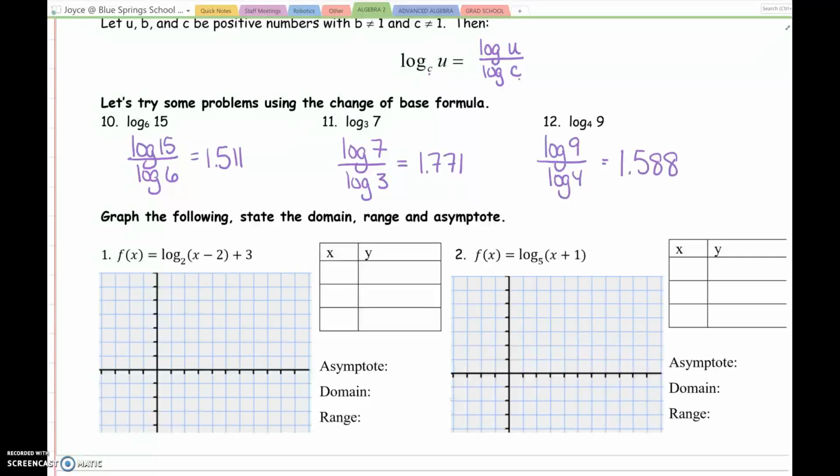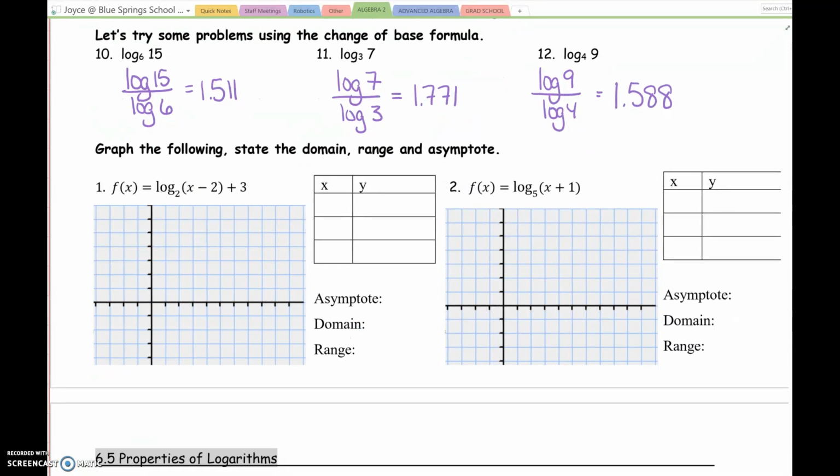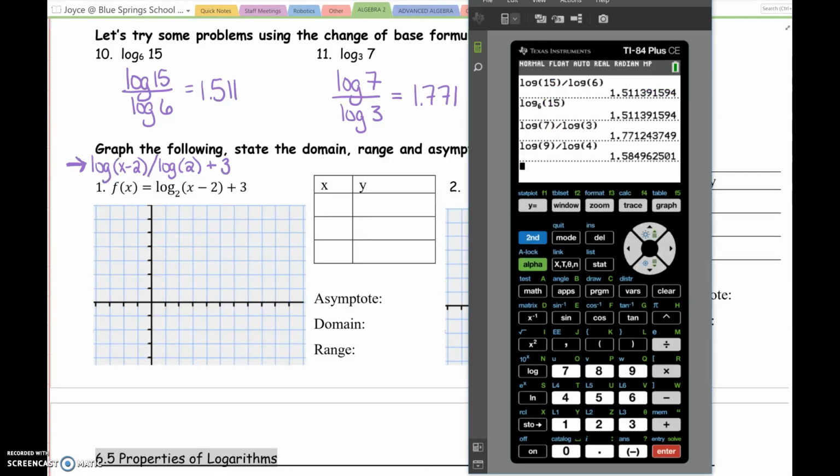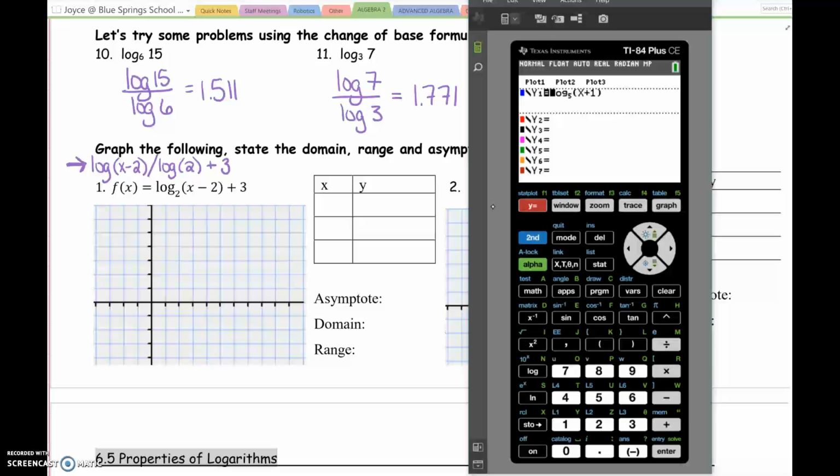Okay. Now, it's important to know this change of base formula, especially if the calculator that you are using doesn't have the log base feature. So if you're using an older calculator, to type this log into your y equals, you would need to type in log button of x minus 2 divided by log button of 2. Make sure you close your parentheses, and then plus 3. So if you have an older graphing calculator, that's what you're going to type in the y equals. If you have a newer graphing calculator, you can use the log base feature.